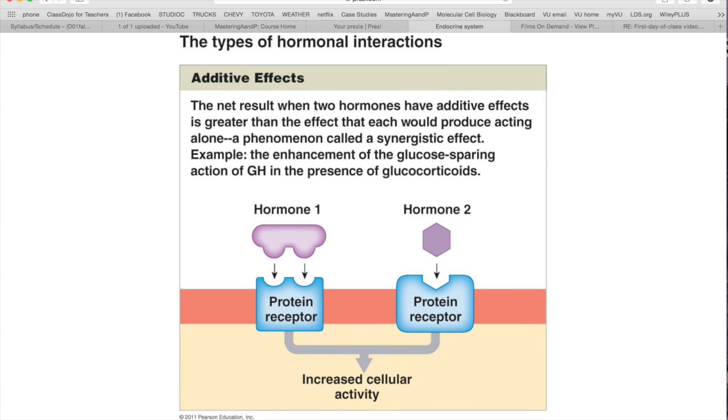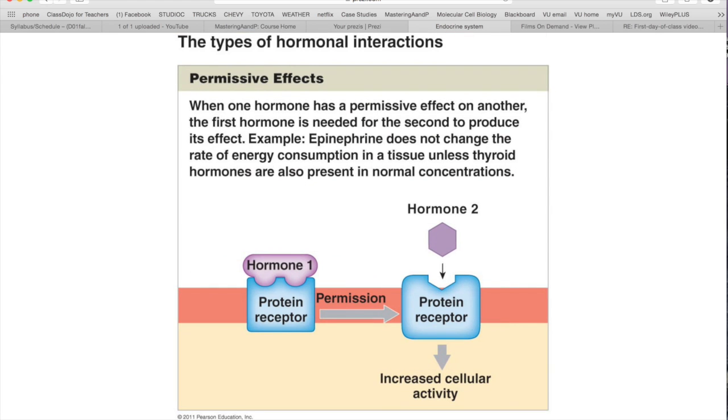The effects could be additive. So the example is growth hormone along with glucocorticoids. They can act together. Or it could be permissive. An example of that is epinephrine with thyroid. Epinephrine is going to increase the metabolic rate of cells, but it only does that if thyroid is in high concentrations.